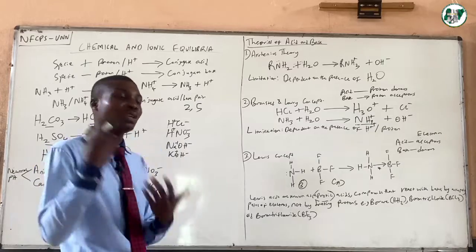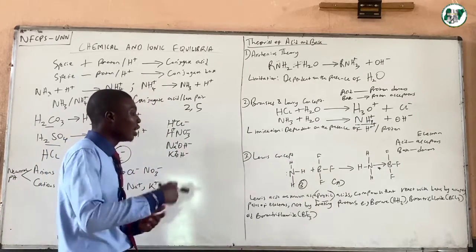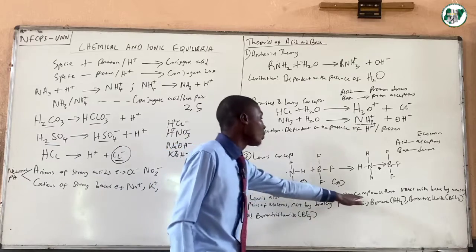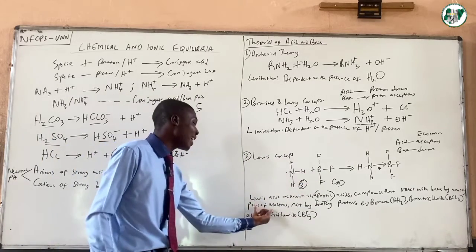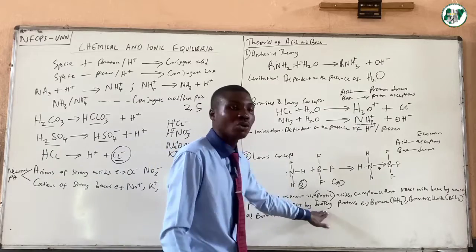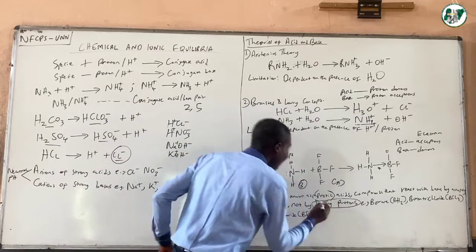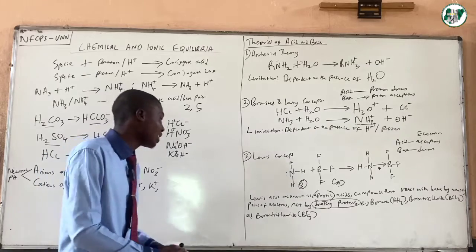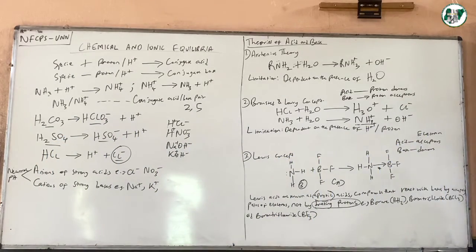Aprotic acid simply means that that particular acid is not capable of donating protons. There's no dissociable hydrogen in that particular acid, so it's aprotic. There are compounds that react with bases by accepting pairs of electrons, not by donating protons. Do you see that now? So aprotic simply means that they cannot donate protons. Instead, they just accept pairs of electrons. Examples of Lewis acids: we have boron trifluoride, and we have boron trichloride.